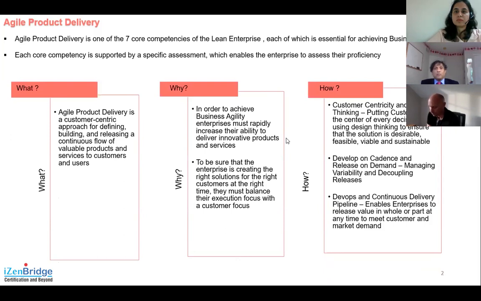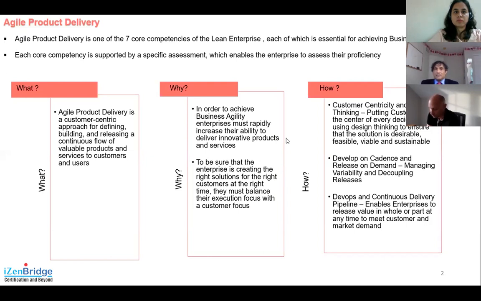I'm going at a pretty rapid pace here because I have about 8 minutes, and then I'll pass it on to Adam. After that, we have a Q&A session, and we're going to take all your questions. So don't think that I'm rushing through; we'll have ample time for your questions and answers at the end of the session. Now, what is Agile Product Delivery?